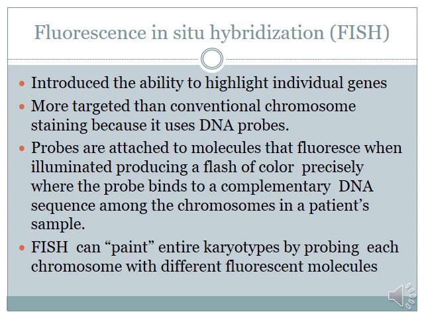FISH can paint entire karyotypes by probing each chromosome with several different fluorescent molecules. A computer then integrates the images and creates a unique false color for each chromosome. Many laboratories that perform amniocentesis or CVS use FISH probes for chromosomes 18, 13, 21, and X and Y to quickly identify the most common problems.